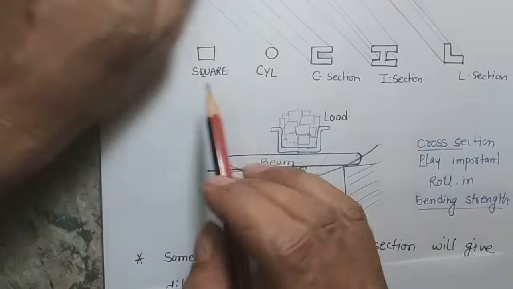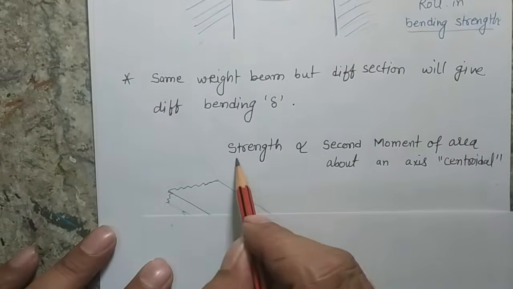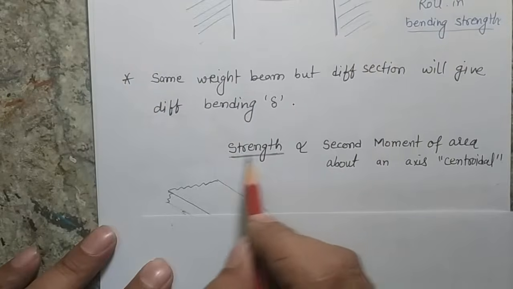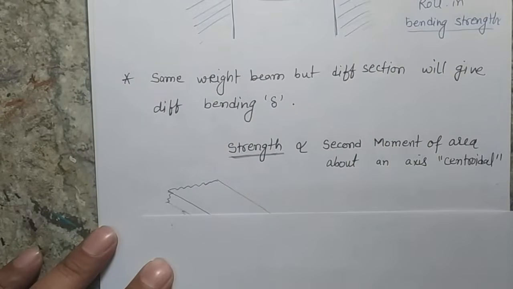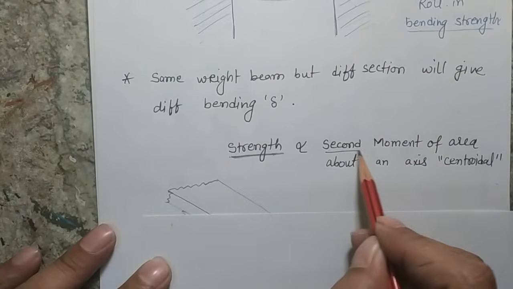It is basically governed with respect to the different sections. The strength or the deflection value of the beam can be defined as the strength of the beam. If the bending of the beam is large, we will say that the beam has lower bending strength. Or if the beam is very rigid or doesn't show any deflection, that means the beam is very strong. And that strength is basically proportional to the second moment of area.